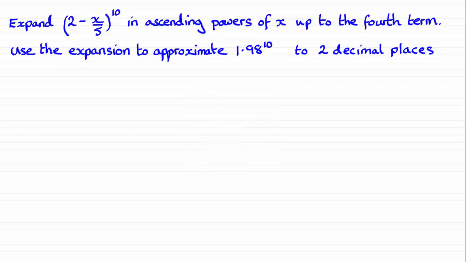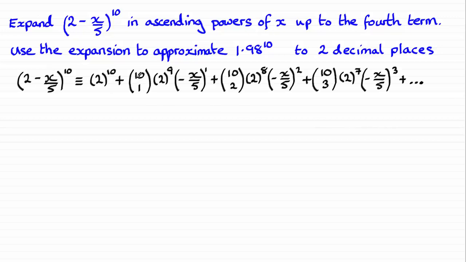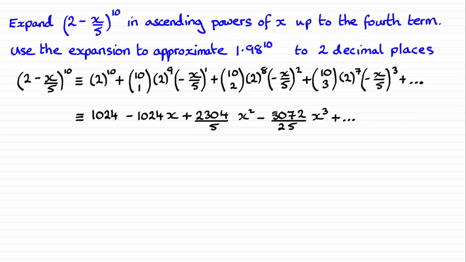Okay, welcome back if you had a go. So let's see how you got on. With this question, it's asking us to expand in ascending powers of x up to the 4th term. So that means we've got to take it up to the term containing x cubed. So expanding this in the usual way, you should get this result. Now we just need to tidy this up, and if you work that out, you should end up with this line here.